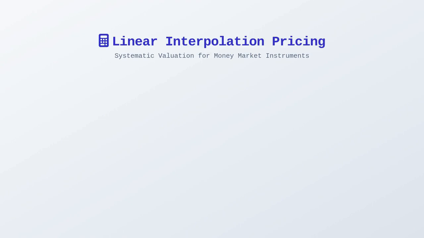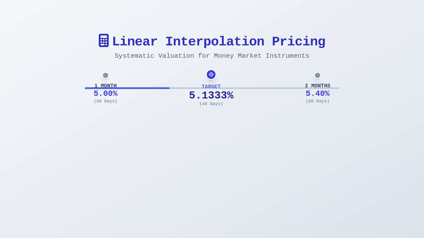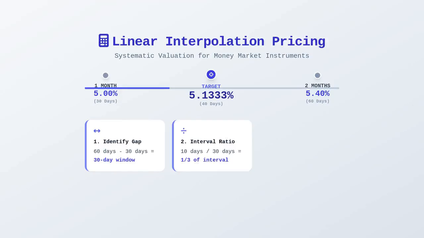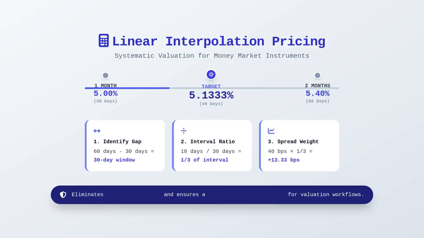Consider a scenario where you need to price a money market instrument with a 40-day maturity, while the market provides a 1-month rate of 5% and a 2-month rate of 5.4%. You define the 1-month rate as 30 days and the 2-month rate as 60 days, creating a 30-day gap between the benchmarks. Your target of 40 days represents 10 days into that 30-day spread, which is exactly 1/3 of the interval. The total rate spread between the two benchmarks is 40 basis points, meaning that 1/3 of the interval accounts for an additional 13.33 basis points over the lower benchmark. Adding this to the initial 5% rate gives you an interpolated rate of 5.1333%. This systematic approach is your best defense against arbitrary pricing and provides a clean mathematical trail for your valuation workflows.